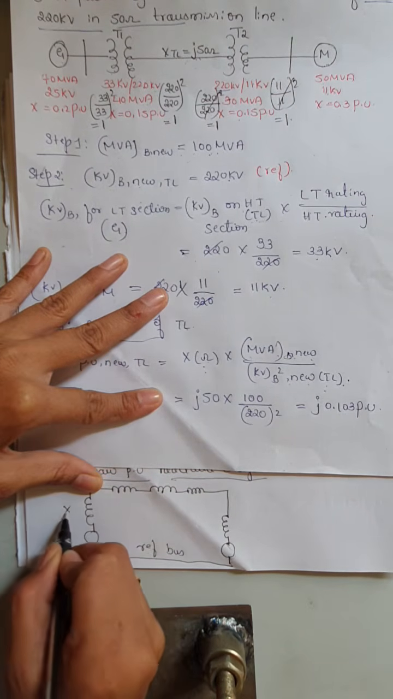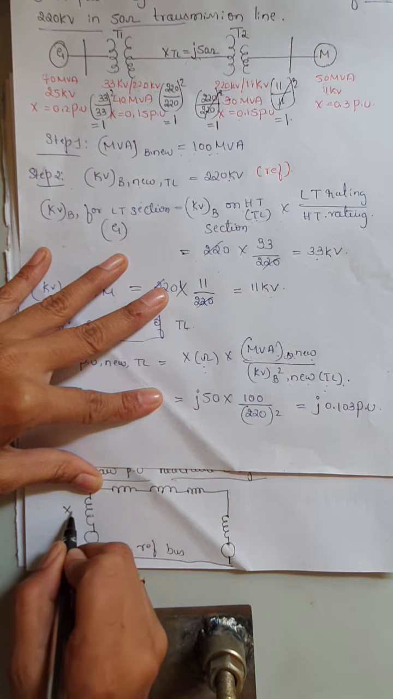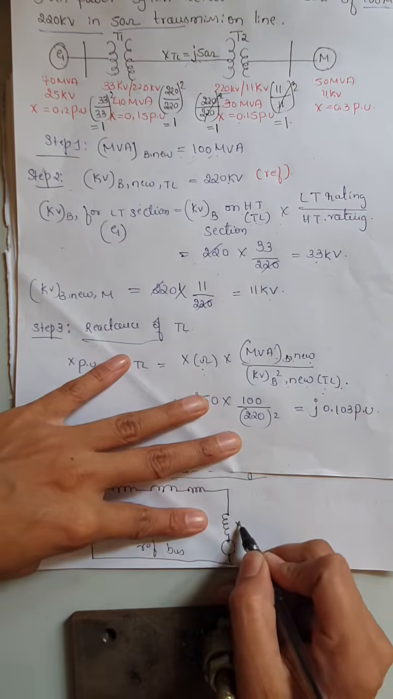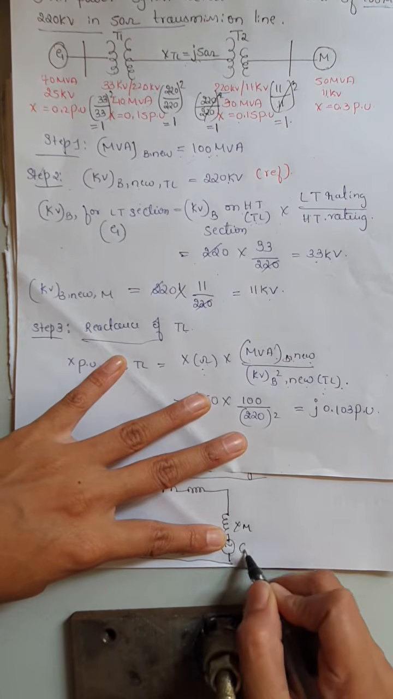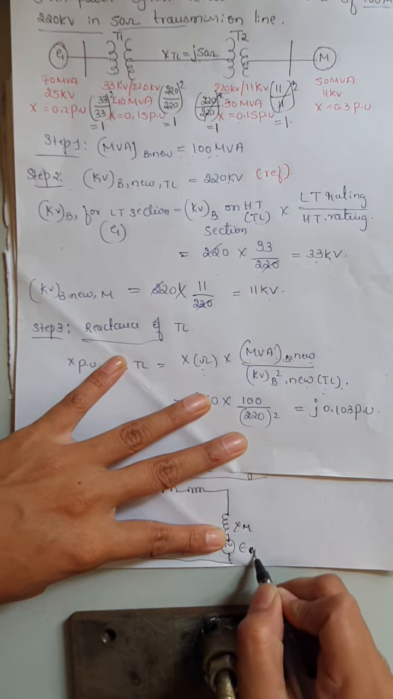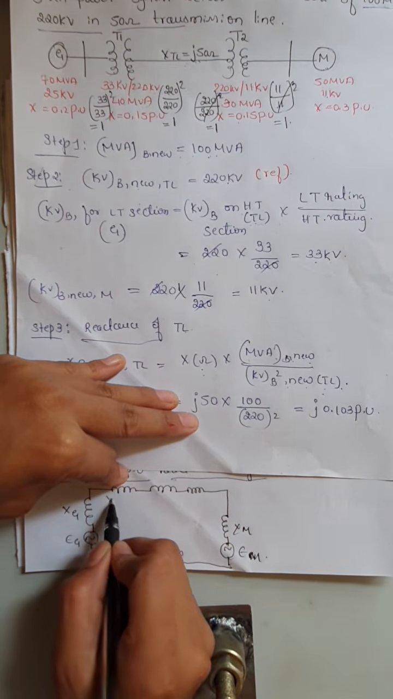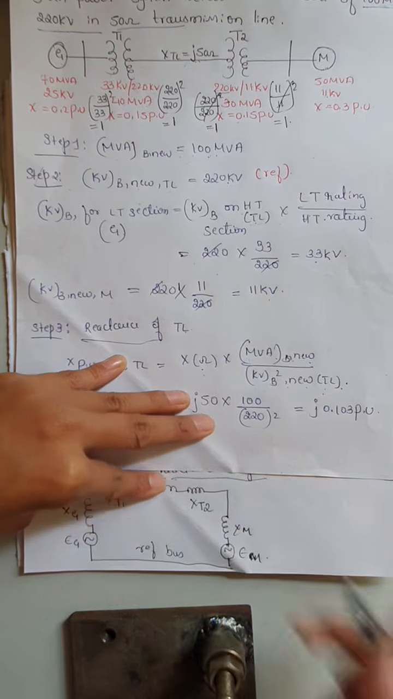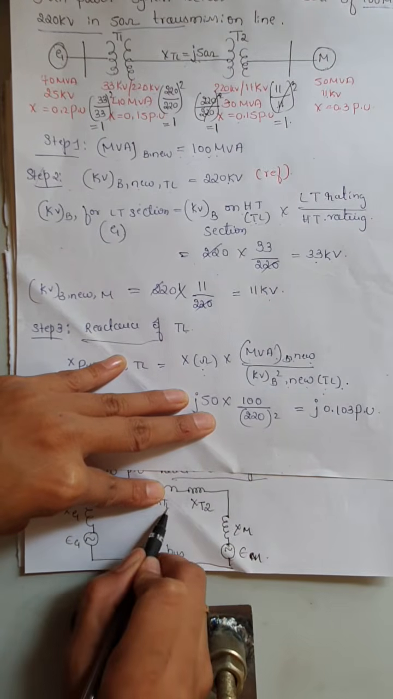This will be the X reactance for the generator, and this is the source voltage. This is the reactance for the motor, and this is the source voltage EM, and this is the reactance for transformer T1, reactance for transformer T2, and reactance for the transmission line.